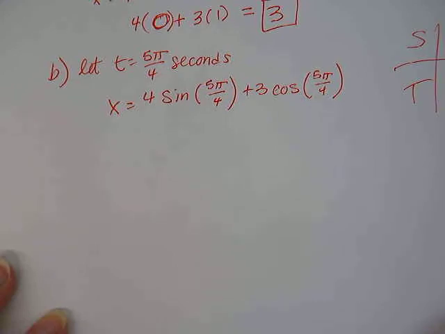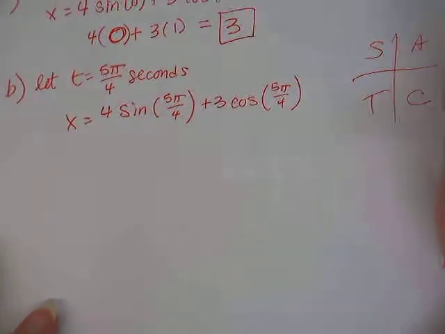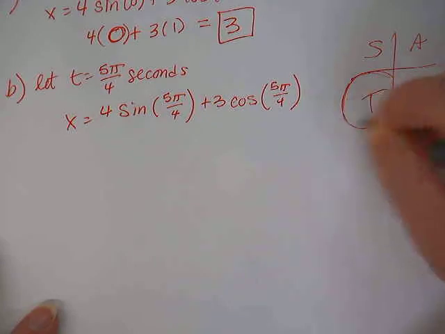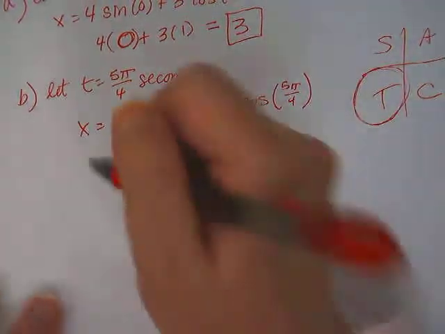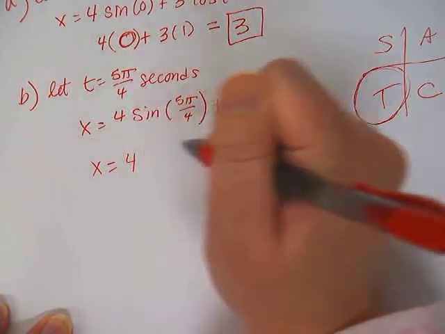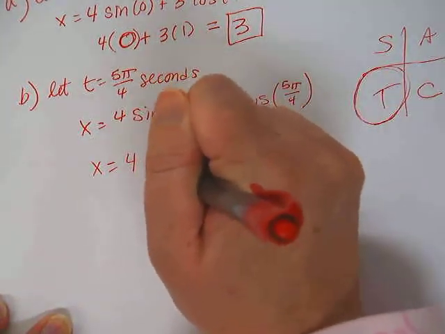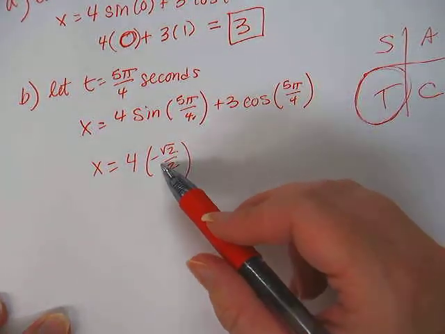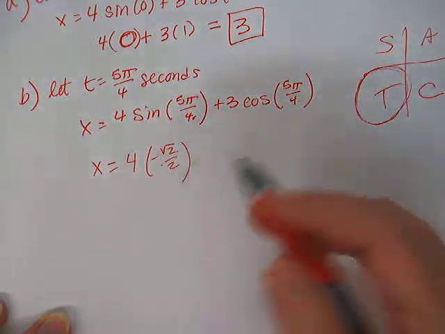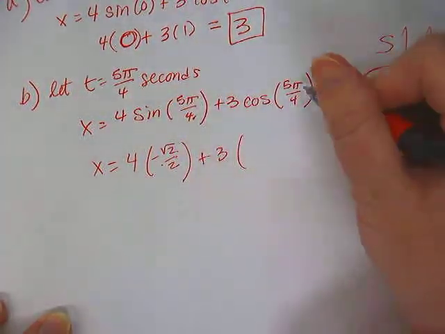5 pi 4ths is located in which quadrant? Jordan, what quadrant is 5 pi 4ths in? Third quadrant. So tell me about the sine and cosine in the third quadrant. They are negative. So x equals 4 times the negative square root of 2 over 2, because it's a pi 4ths, so 45-degree reference angle. That means the ratio is square root of 2 over 2, but because it's third quadrant, it's negative.